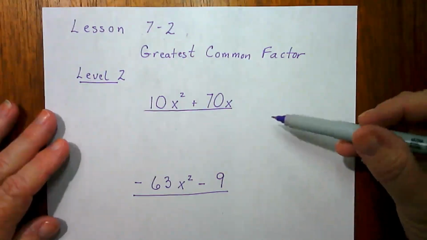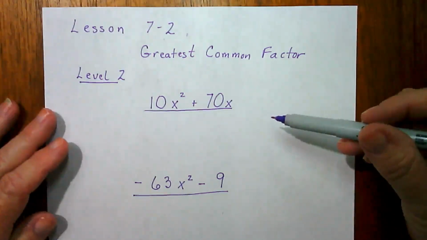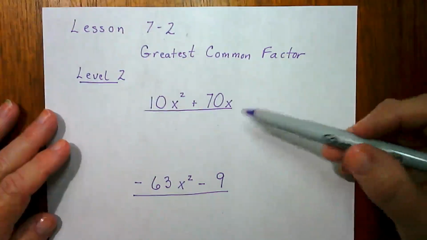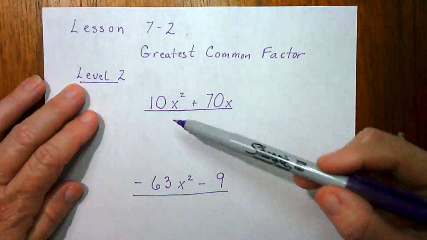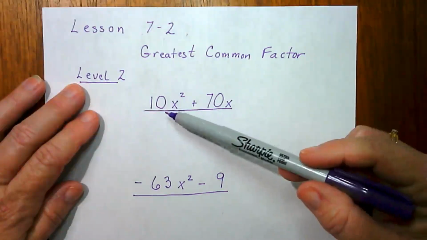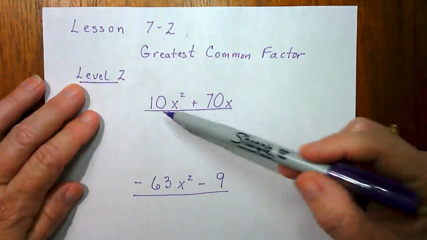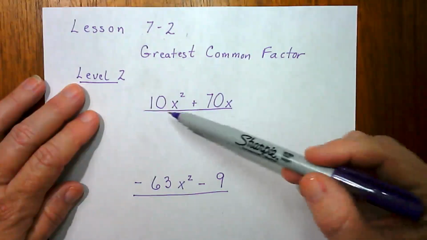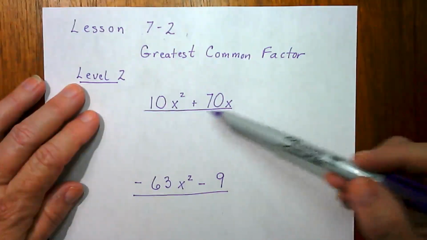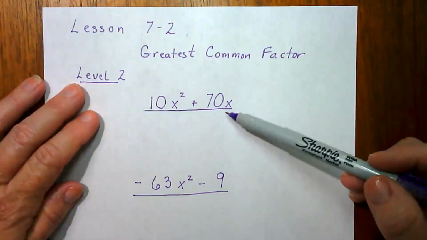Okay, lesson 7.2, continuing on with our work with greatest common factor. In this lesson, we're going to take it one step up, and we're going to be factoring out a number from our coefficients, and we're also going to be factoring out a variable. So we're going to have to be looking for two factors to come out.